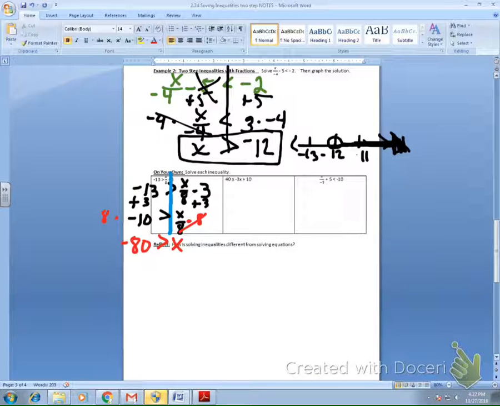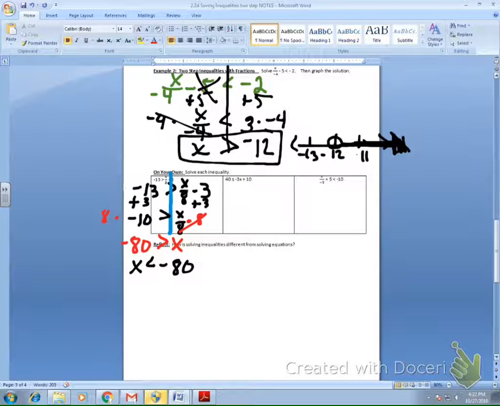Alright, so on the first "on your own," in the first step, I just rewrote the problem so I could work with it. Then I added 3 to both sides. Then I multiplied both sides by 8. And then I got negative 80 is greater than x. Another way that we can write that is x is less than negative 80.